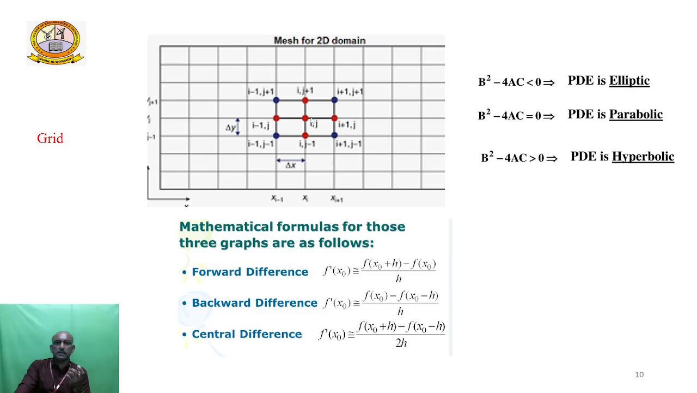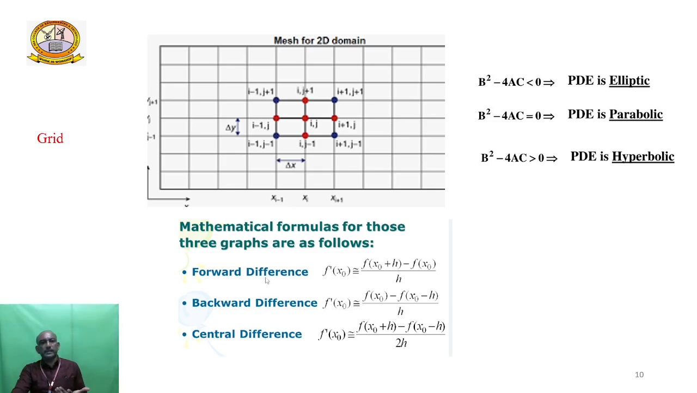Backward difference means, from the central node, what is the difference to the backward node. So f of x naught, that is the i, j term, minus the value in the negative direction, f of x naught minus h, divided by h. In the x direction it is del x, in the y direction it is del y. That is a first order differential equation, by the forward difference method or backward difference method.